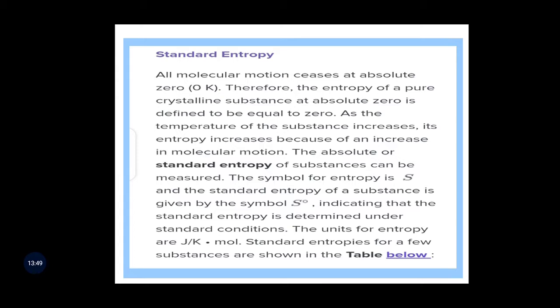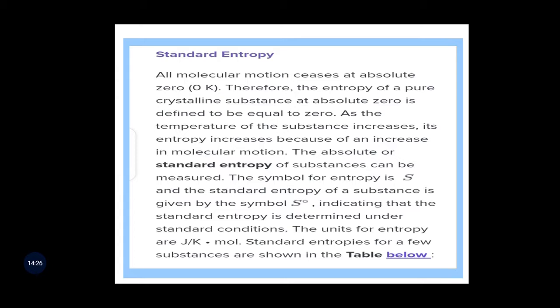Now, the symbol for entropy is S, and the standard entropy of a system is given by the symbol S degree, indicating that the standard entropy is determined under standard conditions. The unit of entropy is joule per kelvin per mole. Standard entropy values for some substances are shown in the table in the next slide.